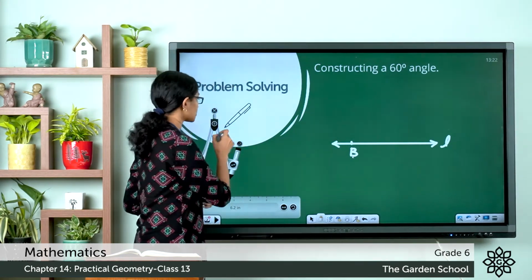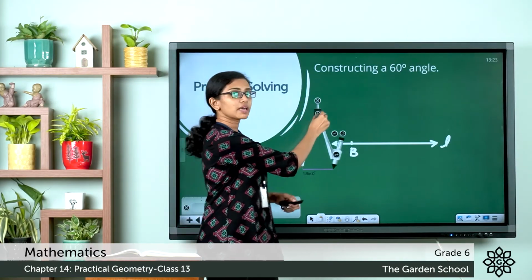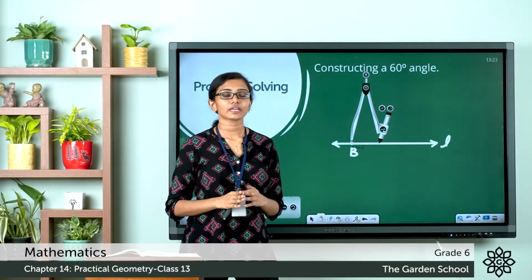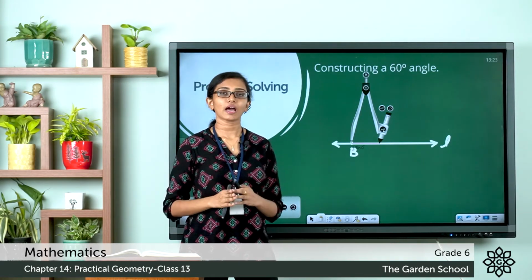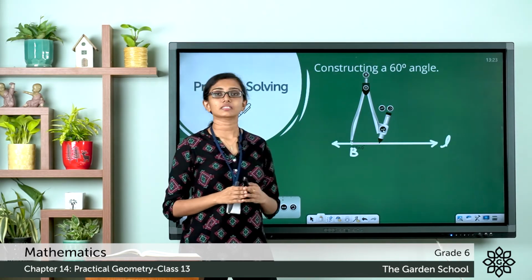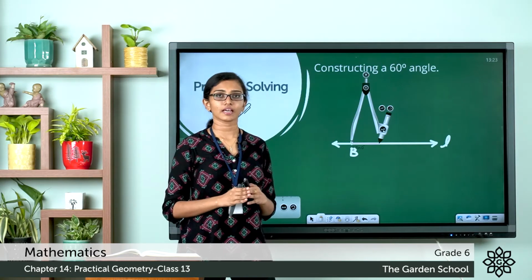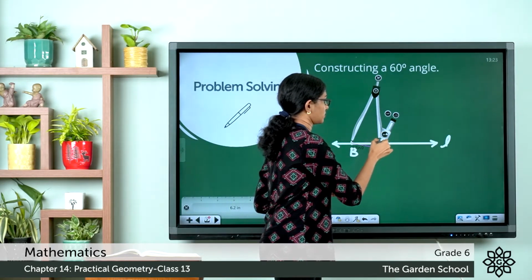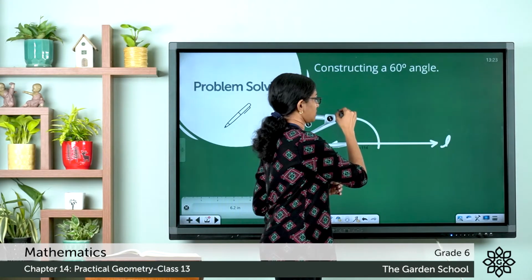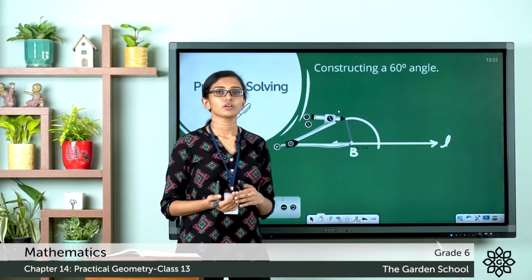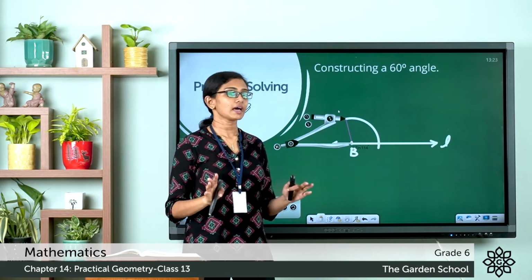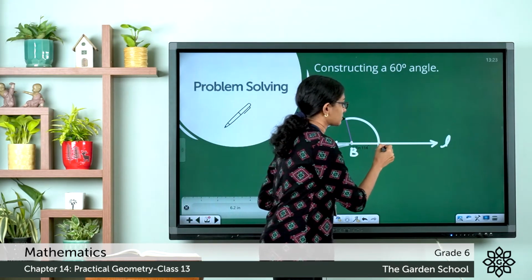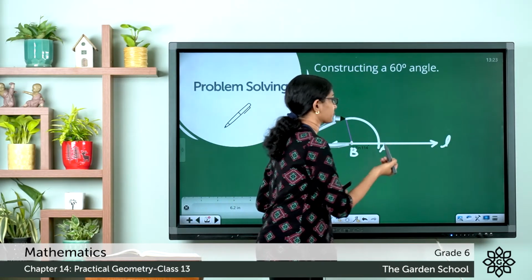Now the next step is to take the compass. Place the pointer of the compass on point B. Choose a convenient radius and we have to draw an arc with B as the center. So let's do that now. So right now we have drawn an arc with B as the center. So let's mark this intersecting point as A.